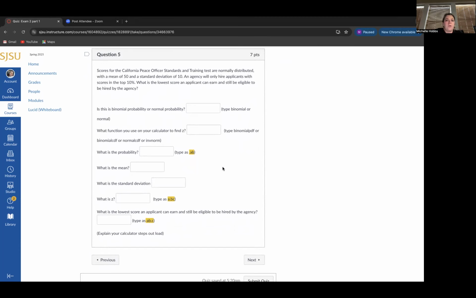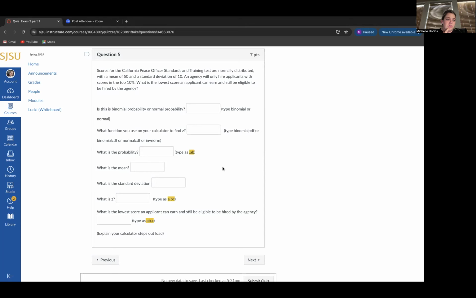Scores for the California Peace Officer Standards and Training Test are normally distributed with a mean of 50 and a standard deviation of 10. An agency will only hire applicants with scores in the top 10%. What is the lowest score an applicant can earn and still be eligible to be hired by the agency? Is this a binomial probability or a normal probability? And what function do you use on your calculator to find Z?